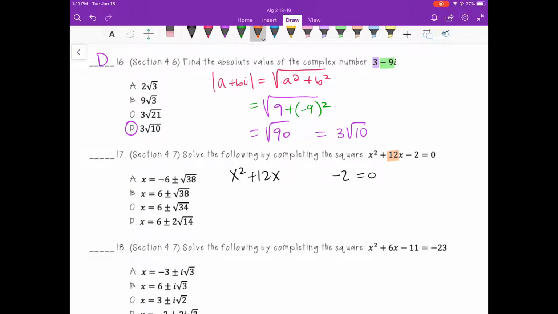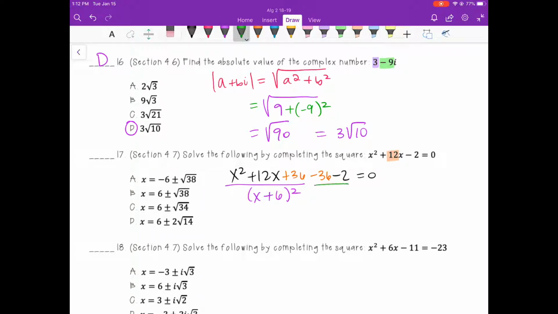Half of b, half of 12 is 6. Take it and square it, 36. So you add in 36 and then immediately subtract it because you can't change the value. Those first 3 terms are always going to factor into x and then plus or minus that half of b. Our half of b was positive 6. So x plus 6 quantity squared.